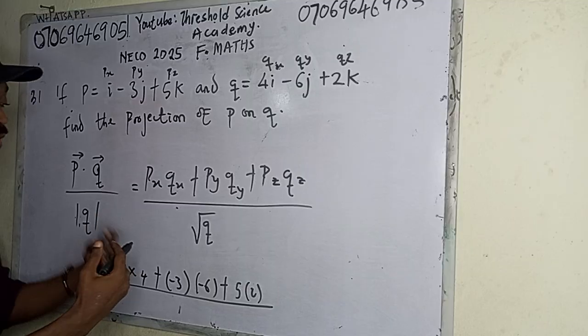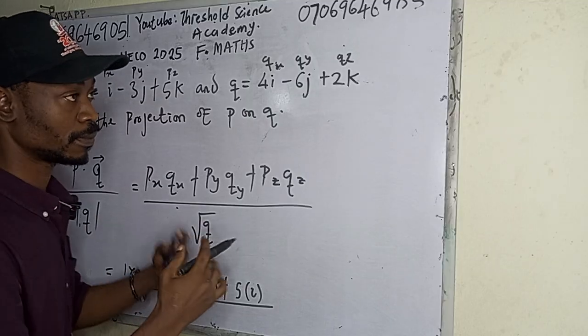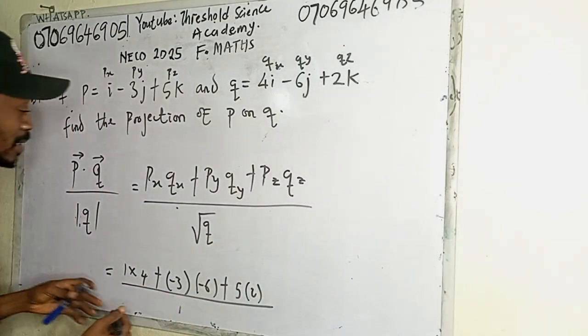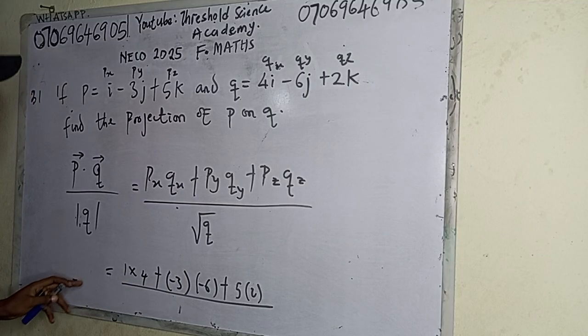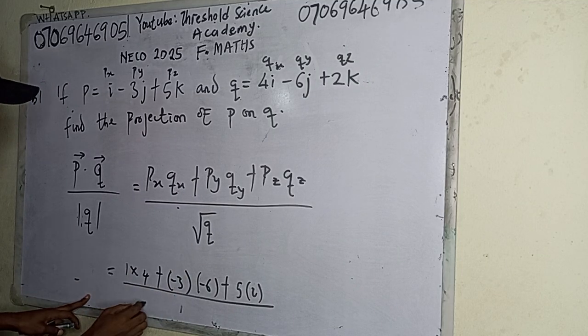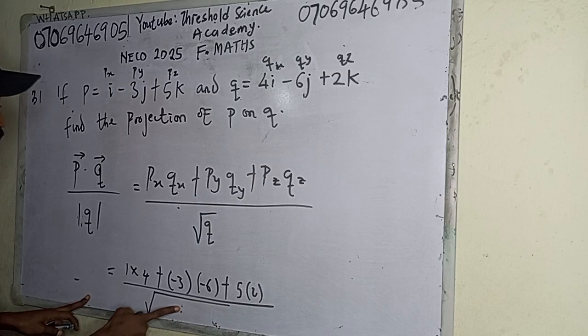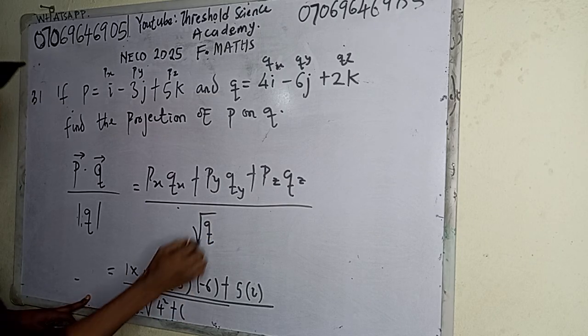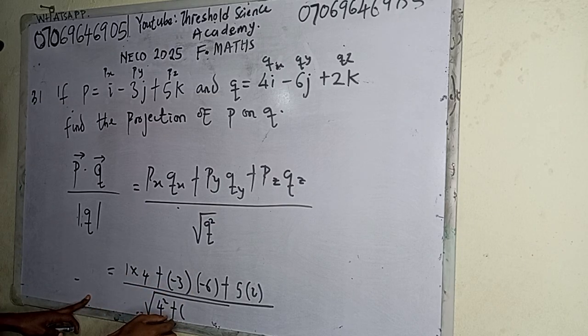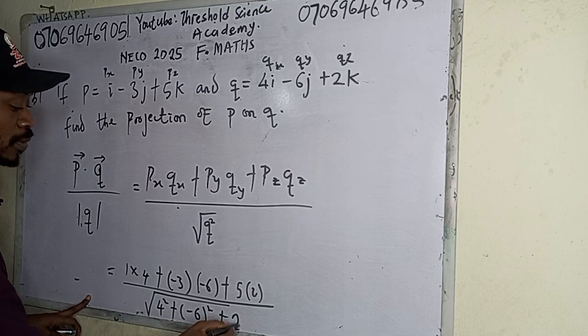And that means we're going to be using the Pythagoras theorem to find the modulus of Q. Then Q is going to be the square root of 4 squared plus -6 squared plus 2 squared.